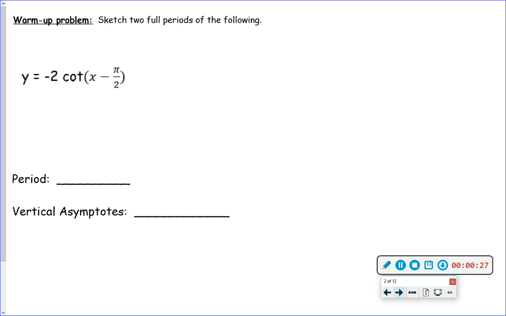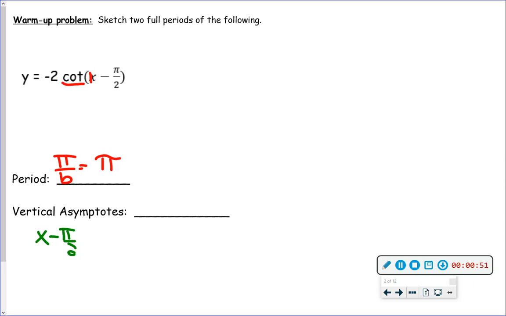Now a little warm-up problem, let's just review. Let's take a look at our trig function, cotangent. Remember our period for this is pi over b, and b is always the coefficient on x, so pi over 1. Let's just list it as pi. And then I'm going to do my vertical asymptotes underneath here. We're going to take our expression with x, which has that minus pi over 2, and we're going to set that equal.